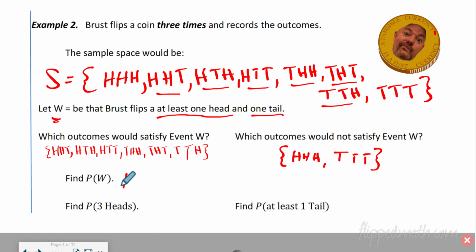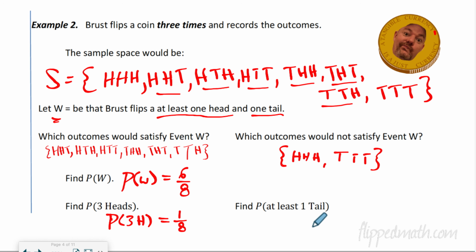So the probability of W, we're going to write it like this. The probability of W is 6 out of the 8. Now, probability of 3 heads. You just have to go to the sample space here and look for 3 heads. Right here. That happens 1 time. So we're going to say the probability of 3 heads equals 1 out of the 8. It only happens 1 time.